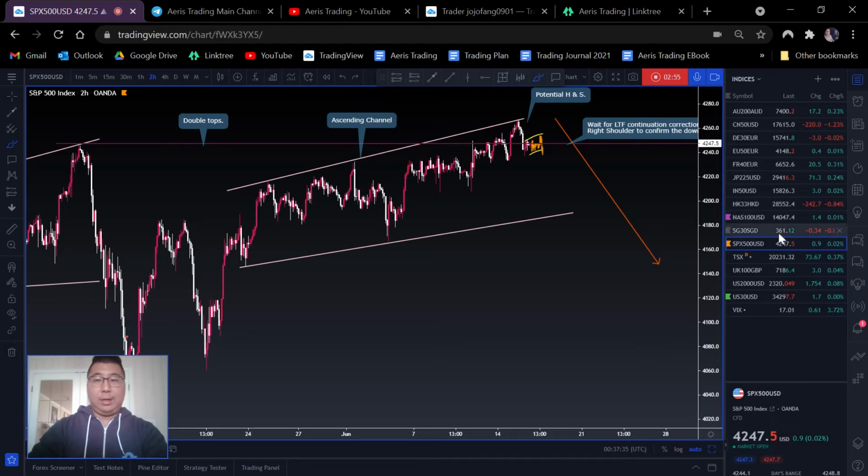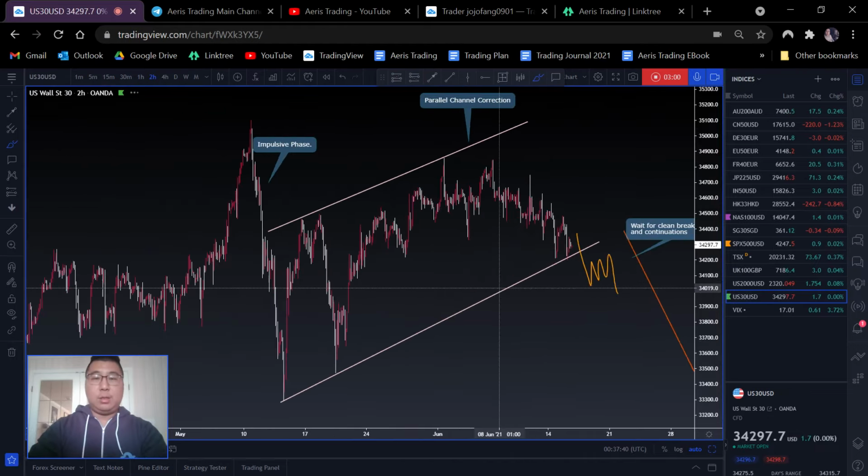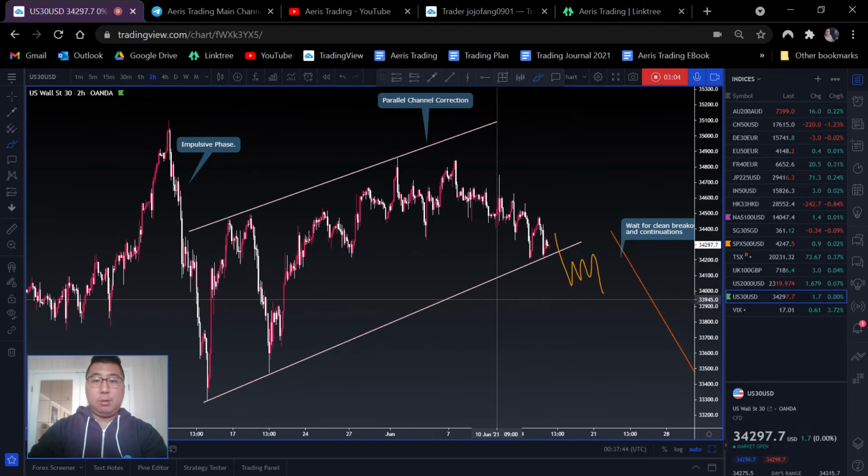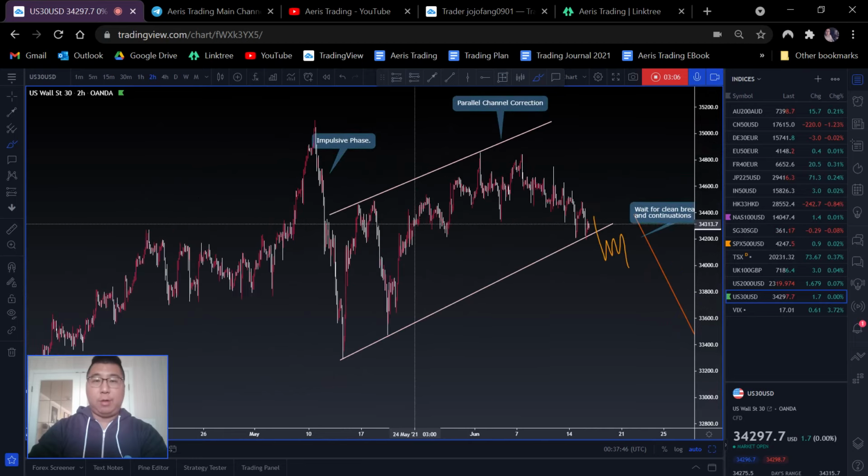So I do like NASDAQ and S&P. They're going to be my favorite ones. I do want to talk about Dow Jones a little bit. It doesn't have as good of a price action like NASDAQ and S&P, but still looking like we can get a little bit more bearish price action.